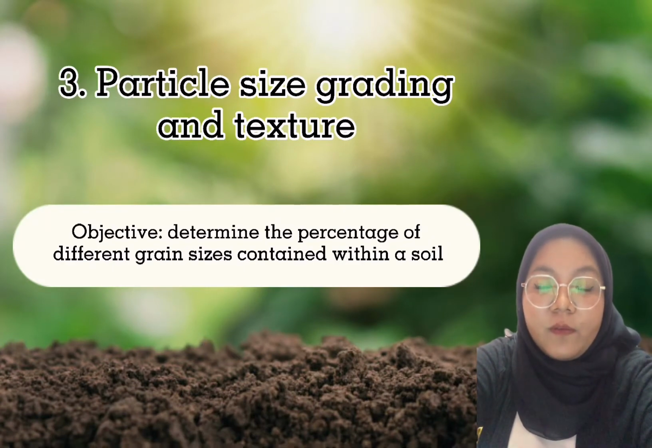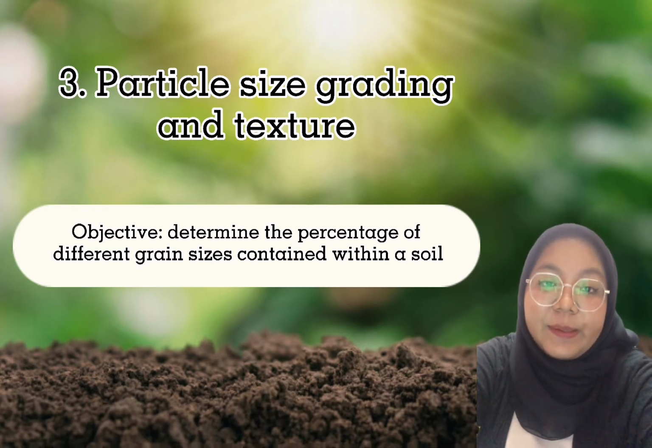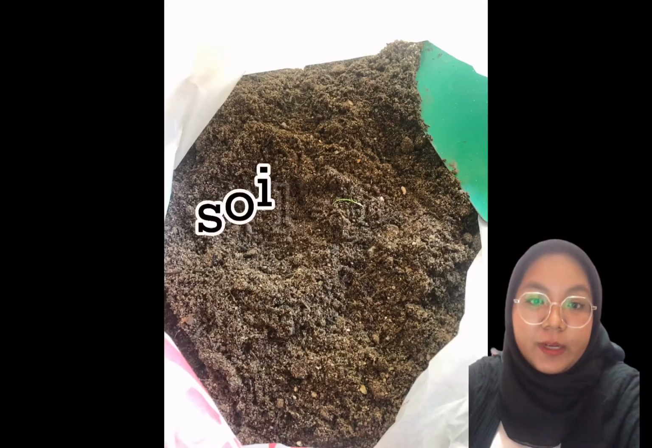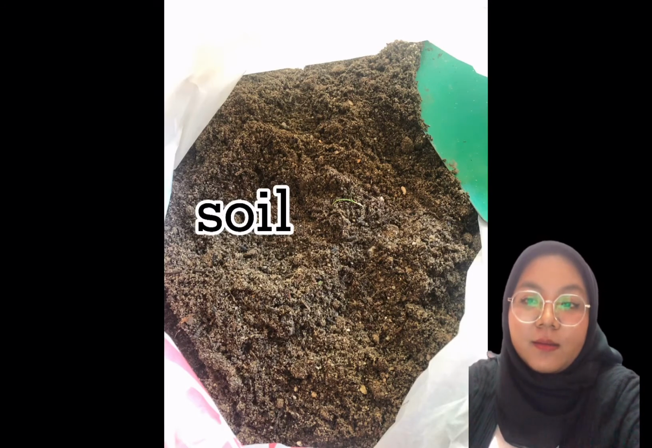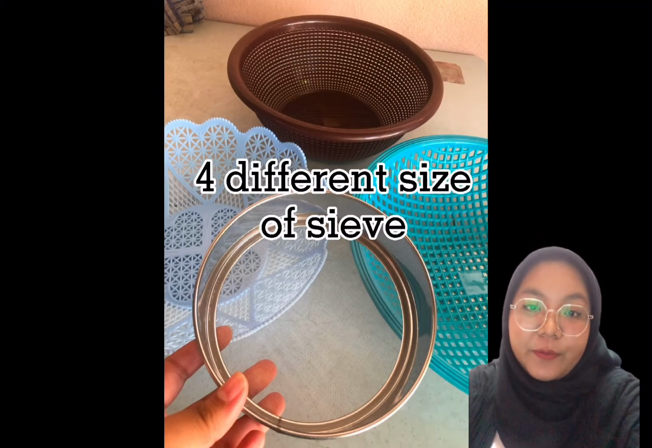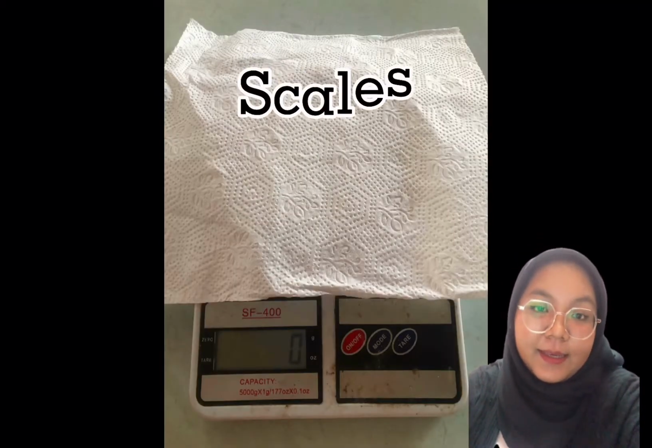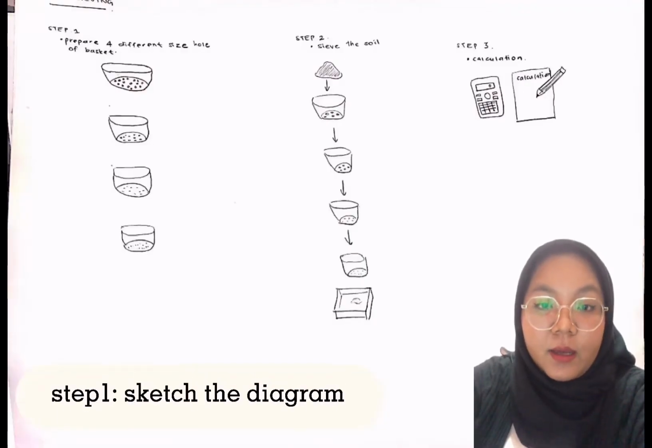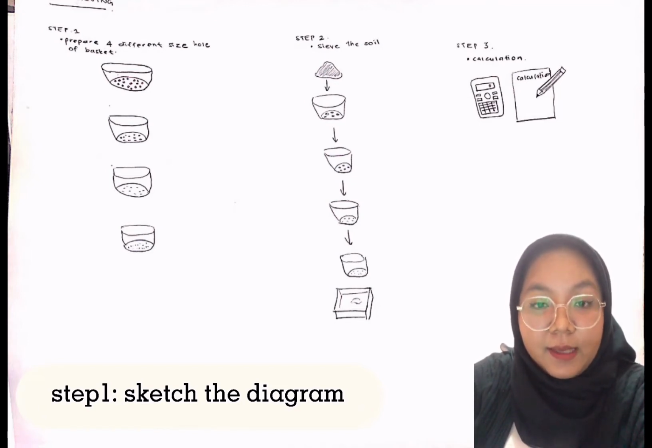The objective of the experiment is to determine the percentage of different grain sizes contained within a soil. For the apparatus that I use, first soil, different sizes of sieve and scale. Step number 1, sketch the diagram on how I conduct the experiment.